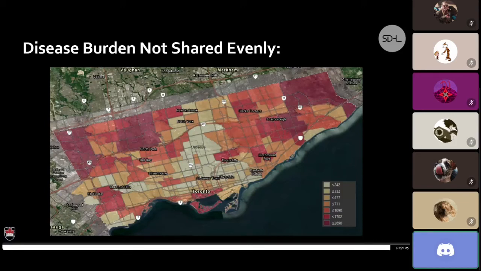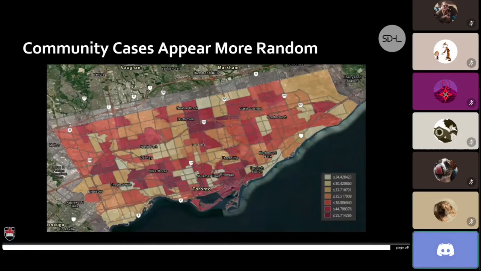And here you can see something a little bit more different. Sorry, next slide, please. Here you can see the proportion of cases that are attributed to community transmission. It's a very different outlook in the city. You can see that it's a little bit more random.